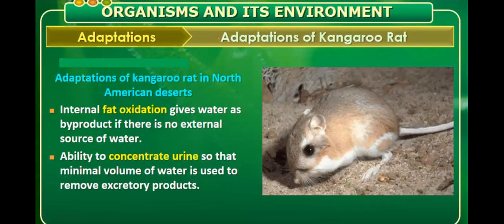Now, as an example, we will take the adaptation of the kangaroo rat in the North American desert. This is the kangaroo rat. In the desert there will be less water, so how will they get water? They utilize internal fat oxidation, which gives water as a byproduct, if there is no external source of water. The second method is the ability to concentrate urine so that a minimal volume of water is used to remove excretory products.